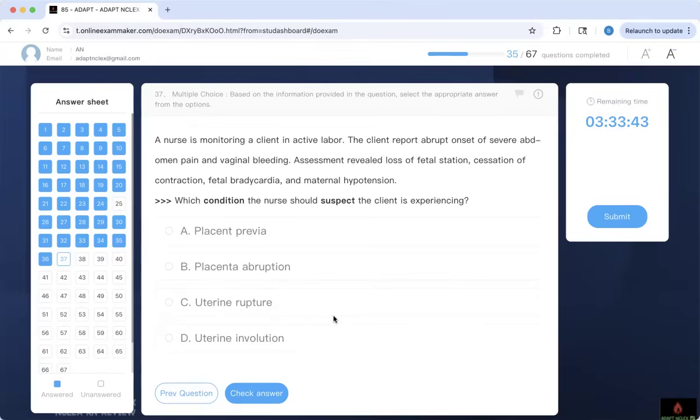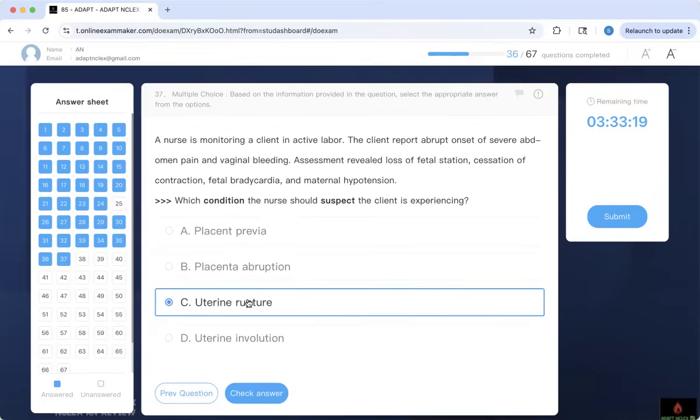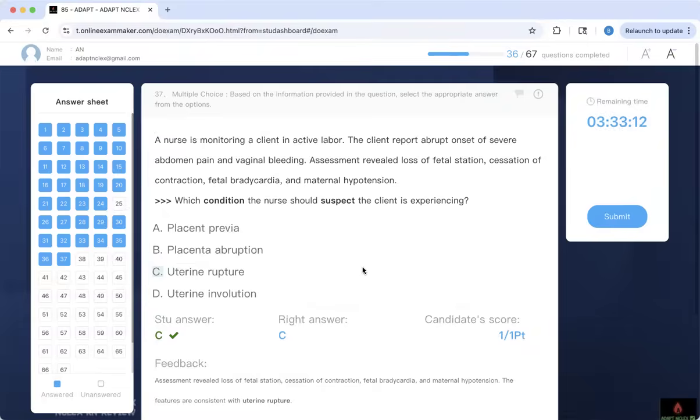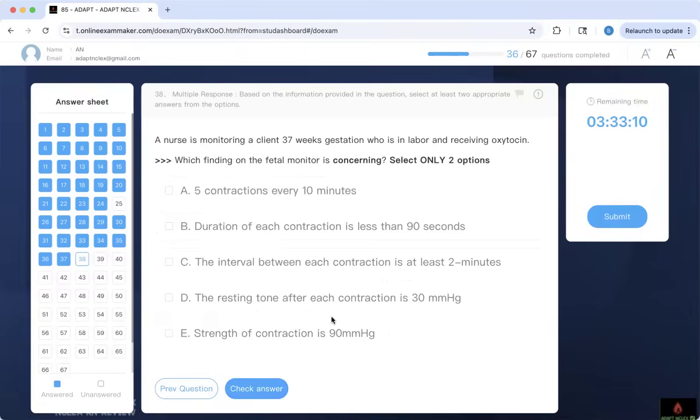What do you think? Previa, what? I would say painless vaginal bleeding. That's gone. Abruption, I would say, is painful, with dark vaginal bleeding, but it won't mention loss of fetal station. Involution, what do you think? Placenta delivery at that time? We've not even delivered the placenta. Uterine rupture. To answer this question, you can see these are all straightforward questions if you know the concept.